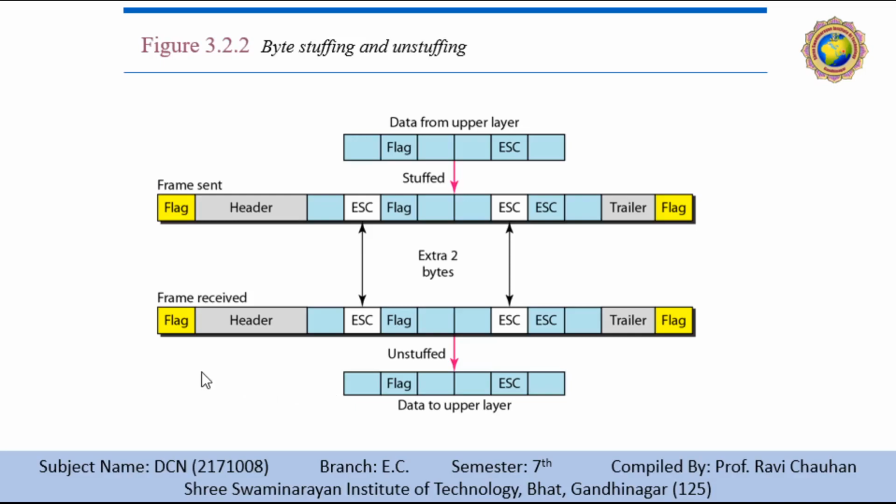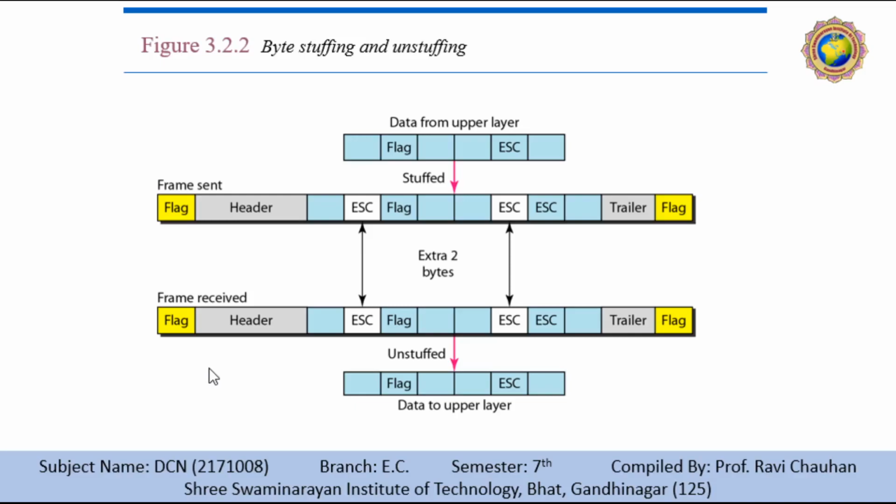Byte stuffing by the escape character allows the presence of the flag in the data section of the frame, but it creates another problem. What happens if the text contains one or more escape characters followed by a flag? The receiver removes the escape character but keeps the flag, which is incorrectly interpreted as the end of the frame. To solve this problem, the escape characters that are part of the text must also be marked by another escape character. In other words, if the escape character is part of the text, an extra one is added to show that the second one is part of the text.